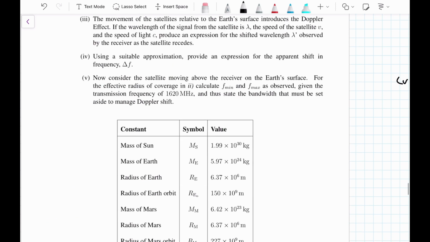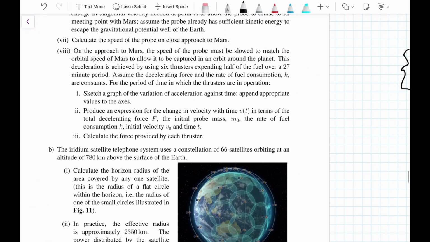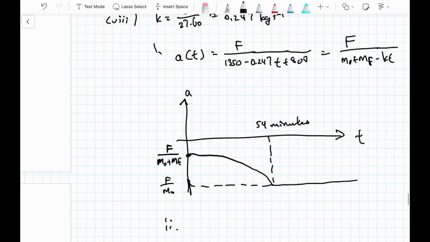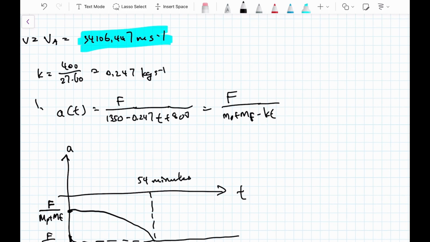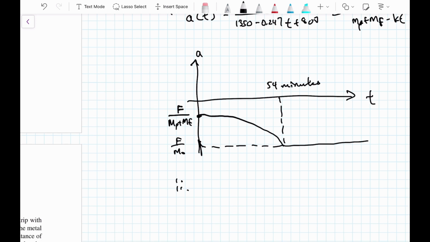Okay, wait, m0 is the initial probe mass. So to not mix the variables, I'm just going to say mp for the mass of the probe, instead of m0. Okay, so for the second part, we can start from looking at the acceleration, and then we can integrate it to get the velocity.